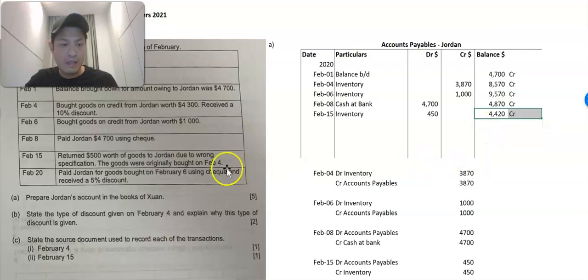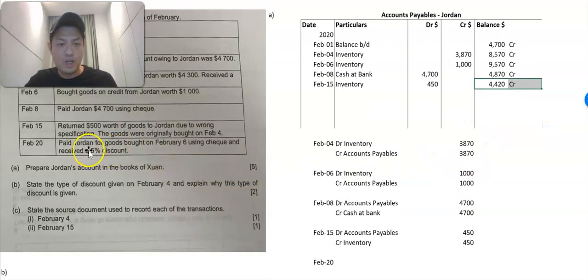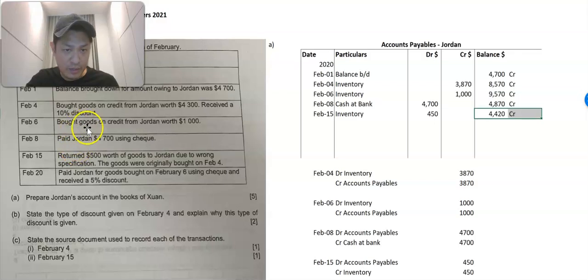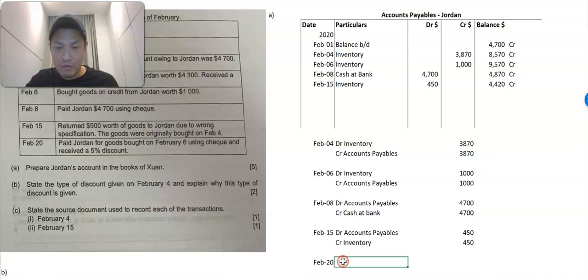Okay. Now let's see what's happening on February 20th. Jordan paid for goods that were bought on February 6th using check and received a 5% discount on top of what he owed. Okay, so he paid for goods that were bought on February 6th. Let's look at February 6th. He bought something for $1,000. So the double entry is that his accounts payable will go down because he paid for the goods, right? So it's a debit to accounts payable, and it will go down by $1,000 because he's paid for all of it.